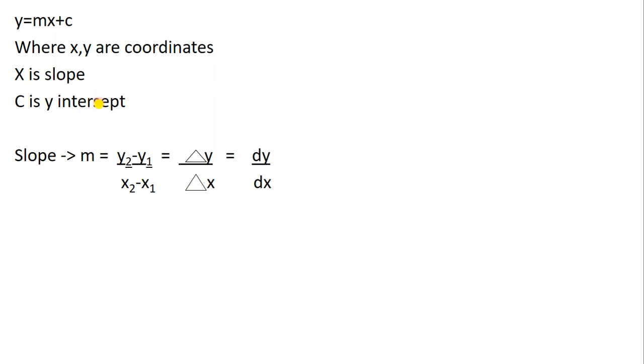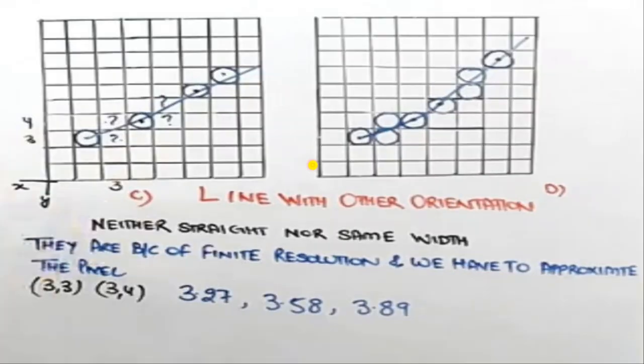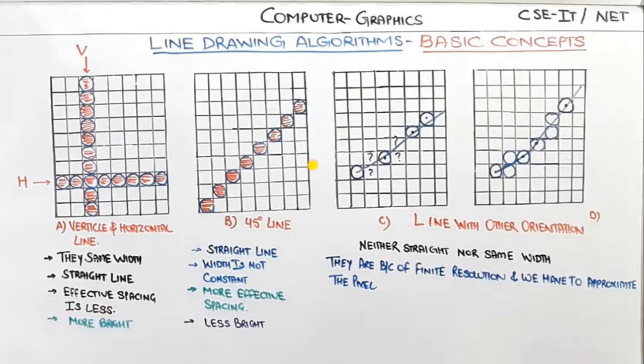Okay, we have a particular slope formula, m equal to y2 minus y1 divided by x2 minus x1. We can also call it delta y upon delta x, or dy upon dx. So I hope you have understood the line drawing algorithm.